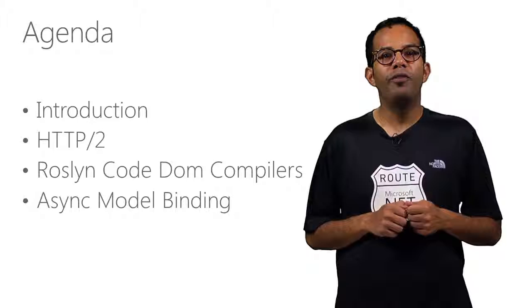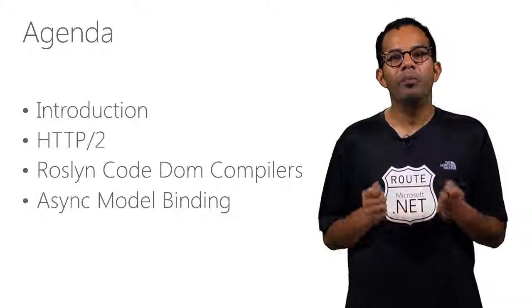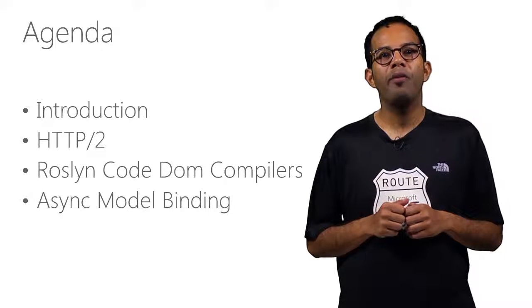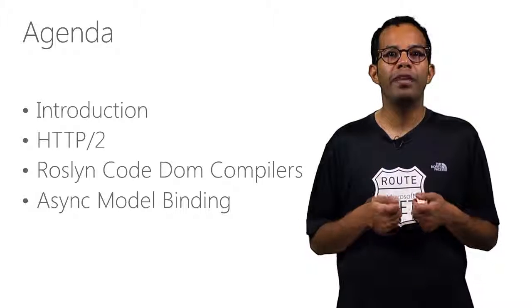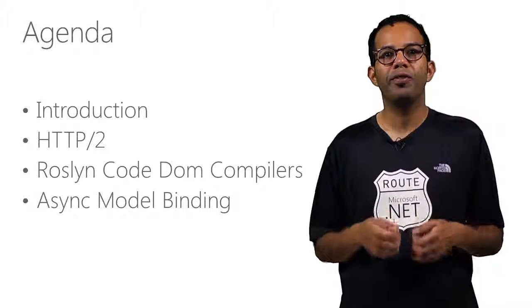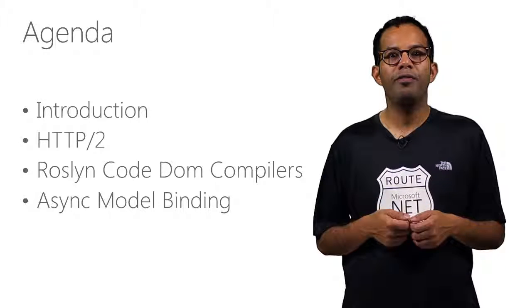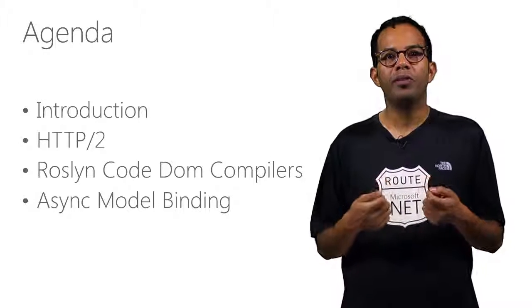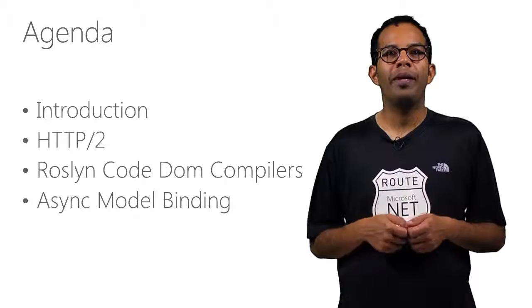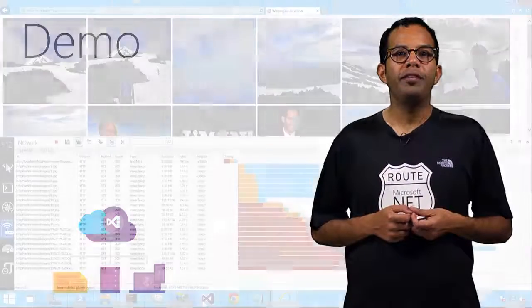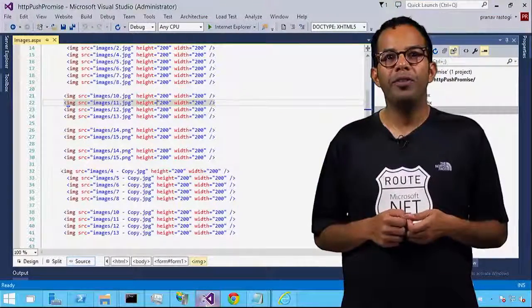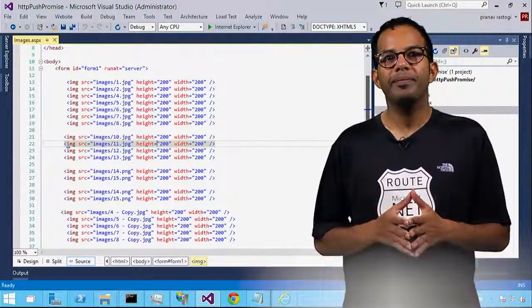We are adding support for async model binding. Model binding was a feature that we introduced in Web Forms 4.5, and in 4.6 we are adding support for writing asynchronous methods. So if you're getting lots of data, you can use the async and await features in your model binding methods. So now that I've given you a quick overview of these features, let's see how these would look in practice.